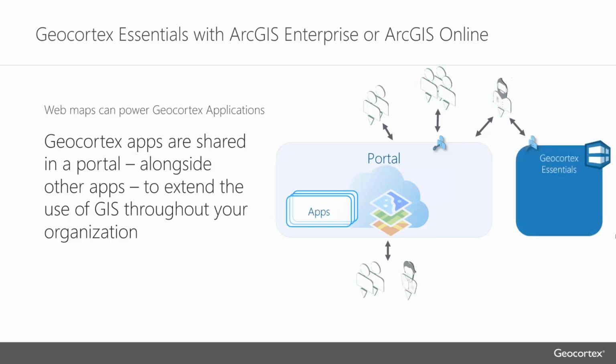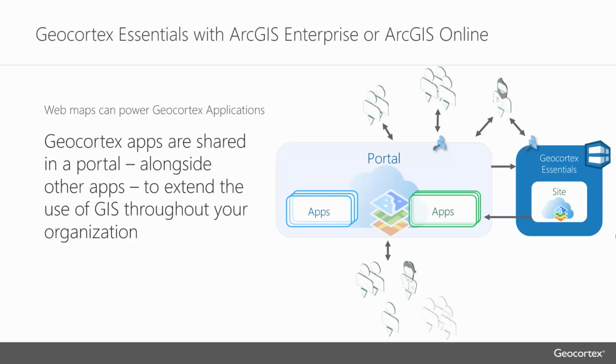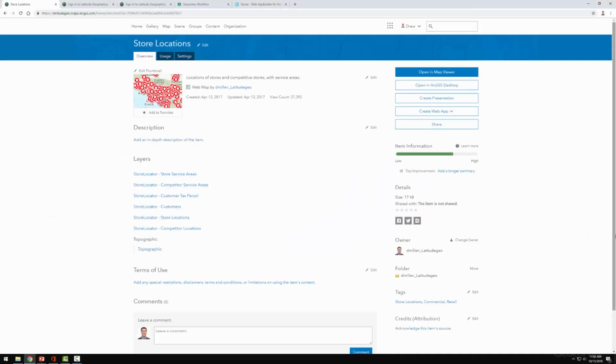If we add Geocortex Essentials to this picture, users can sign in with the exact same ArcGIS identity that belongs to their portal or ArcGIS Online org. Then when we author a site, the identity's credentials are used to fetch content like the web map. So the very same web maps can be referenced inside of a Geocortex Essentials site. Then apps created out of Geocortex Essentials can be shared back in that portal, increasing the use of GIS throughout the organization. Let's have a look at this pattern in practice.